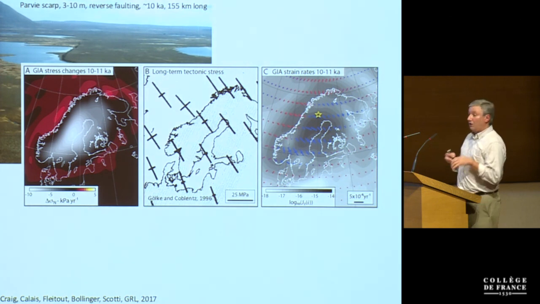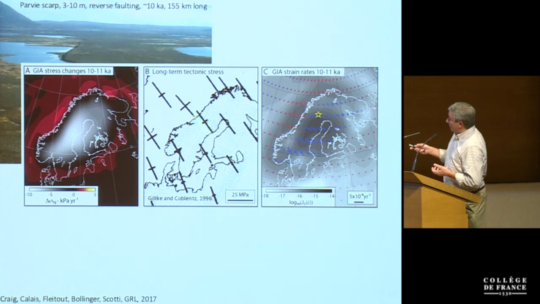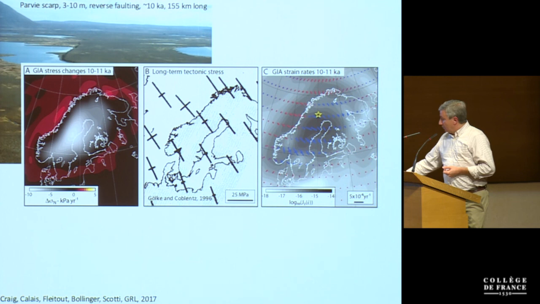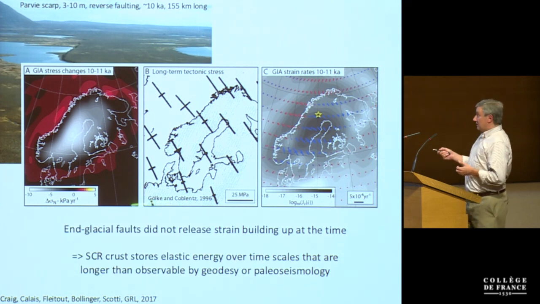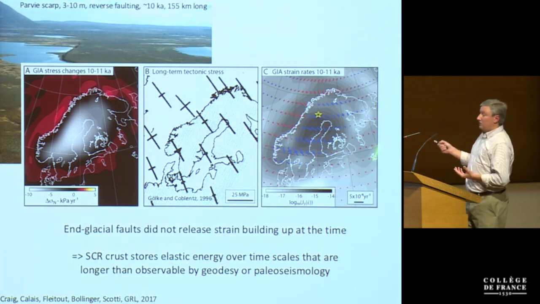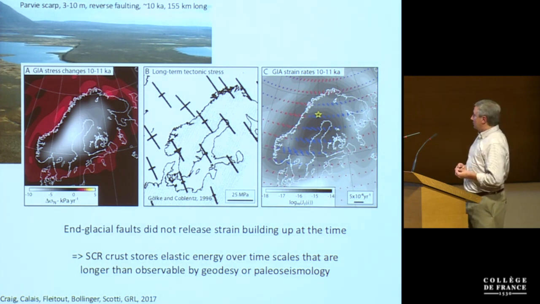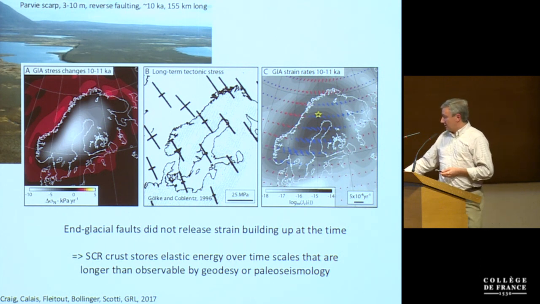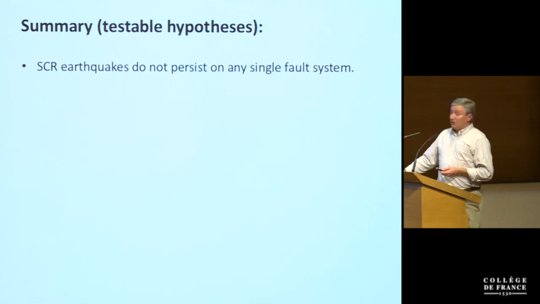What I'm showing you here is a long-term tectonic stress with a compression pretty much perpendicular to the direction of Scandinavia here, and what we think this is indicating is that these end-glacial faults 10,000 years ago did not release the strain that was building up at the time. It was extensional, but strain that had been stored somehow in the elastic crust over time scales longer than observable by geodesy or paleoseismology.